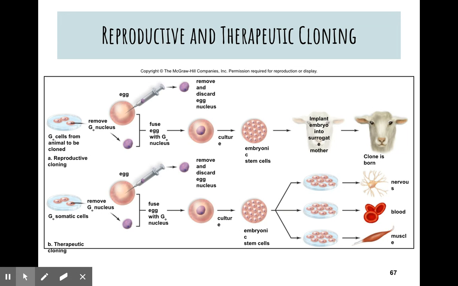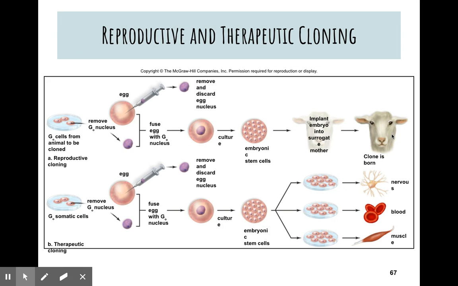In reproductive cloning, the cells from the animal to be cloned are removed. As we can see here, the DNA is removed. The egg cell is now fused with the new nucleus. So we take this nucleus out and we add in a new nucleus, as we see here. Then we cultivate and we get these embryonic stem cells. We implant the embryo into a surrogate mother, and then the clone is born.